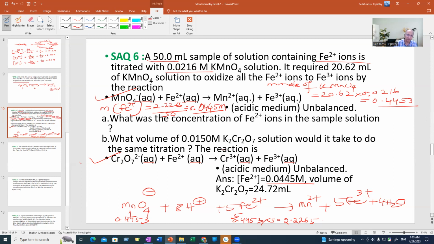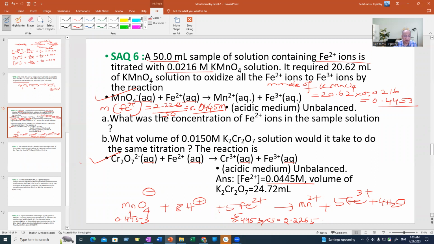Some organic indicators are used, so that it becomes green and it becomes colorless. So forget about the indicator used. We are now getting the training on how to handle stoichiometry, not the details of the titration experiment. What volume of 0.015 M potassium dichromate solution would it take to do the same titration? That means it's the same 50 ml of ferrous ion, but the concentration is already known.